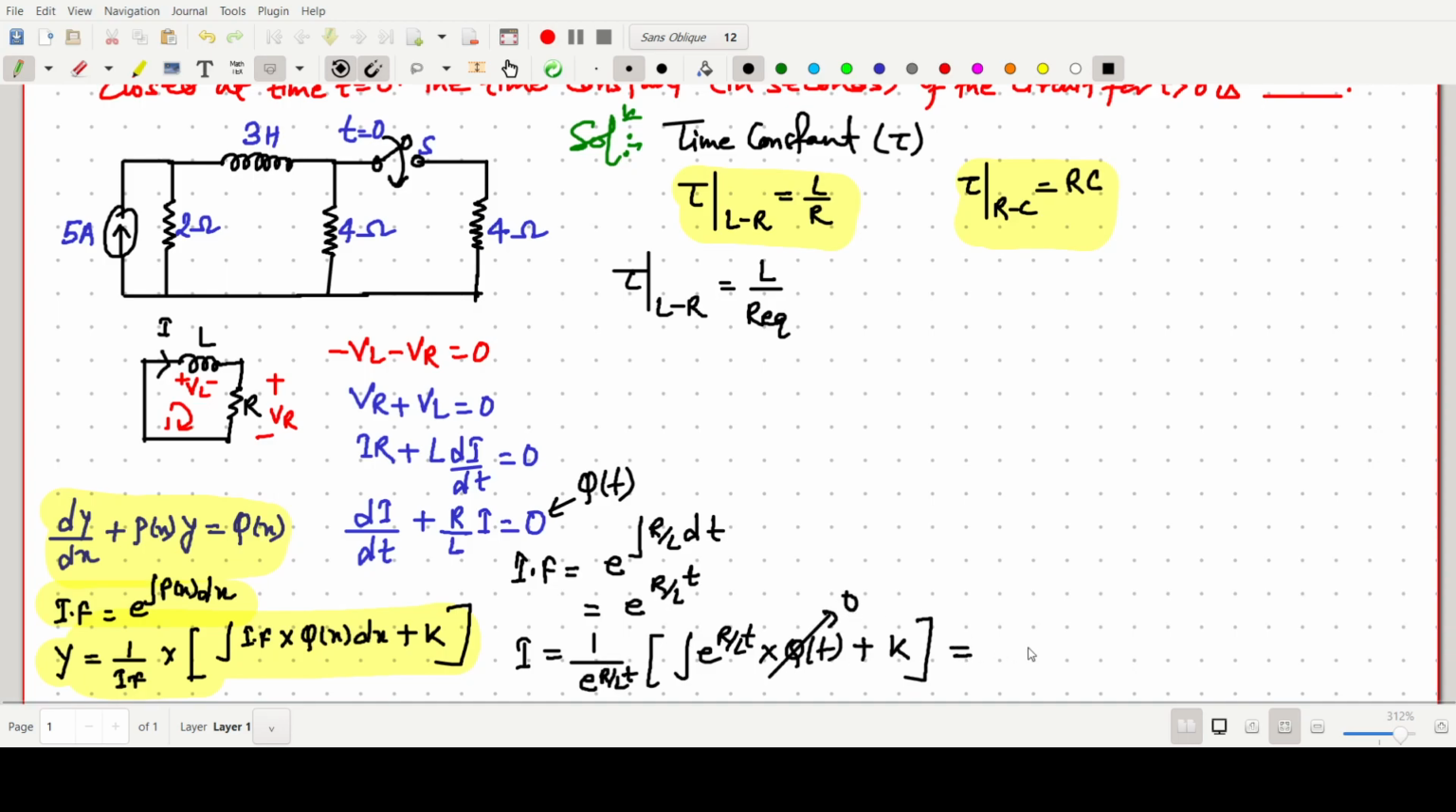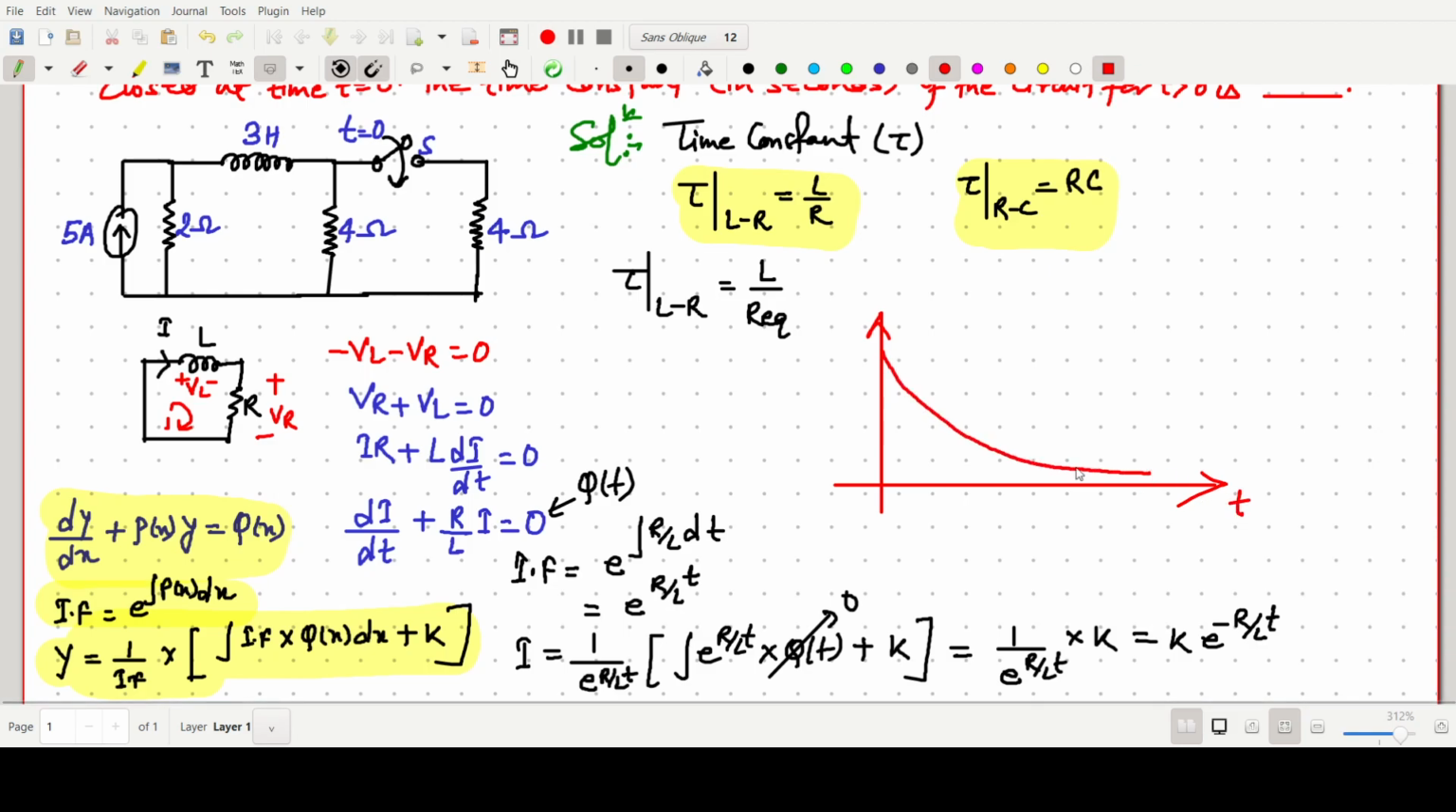So one can easily write this as 1 by e to the power R by L t. It should be 0, so it should be simply k. Plus k. So the value will be k times e to the power minus R by L of t. One can also write the graph like this for t and I. This will go like this: I equals k e to the power minus R by L t.